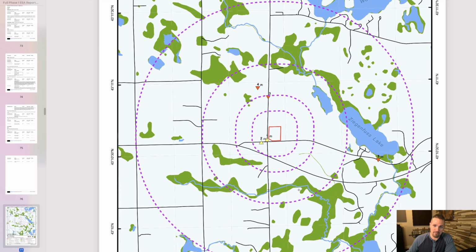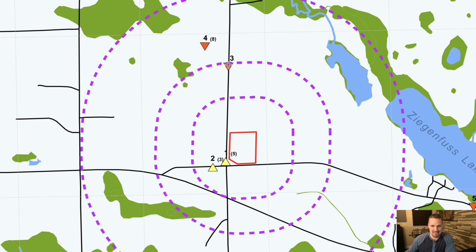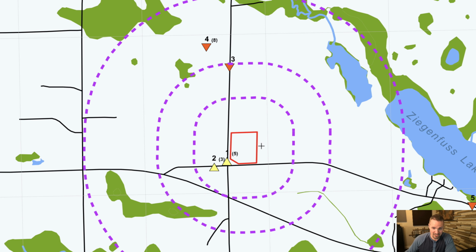Here's another map of the property with the radiuses showing the other sites that showed up within a half mile to a mile around the subject property. You can see the 2 gas stations right there. I think one of these 2 is that tire plant that caught on fire. Anyway, it just shows where those things are in relation to the subject property.